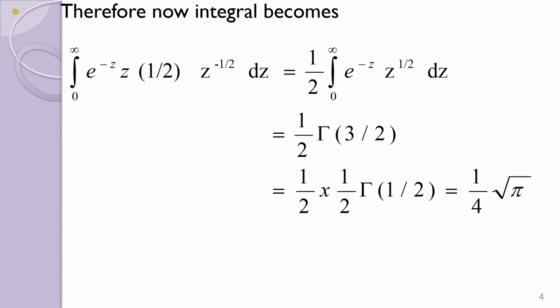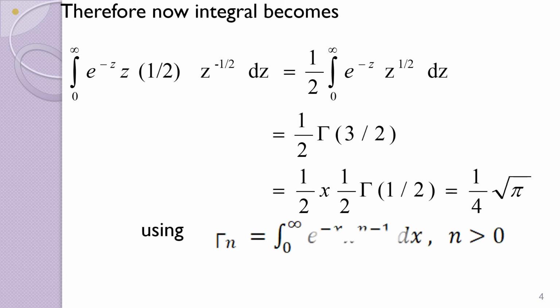Adding powers of z and taking this constant out of the integration, it now becomes 1 by 2 integral from 0 to infinity e to the power minus z, z power 1 by 2 dz. Now comparing with the standard integral, that is gamma n is equal to integral 0 to infinity e power minus x, x to the power n minus 1 dx, the value of this integral is now gamma 3 by 2.